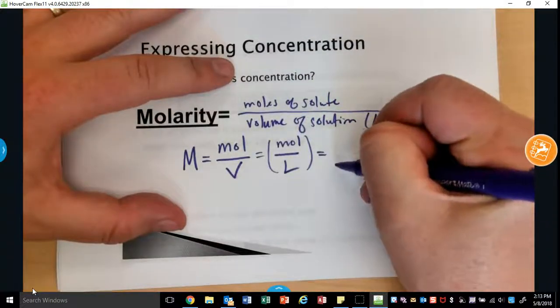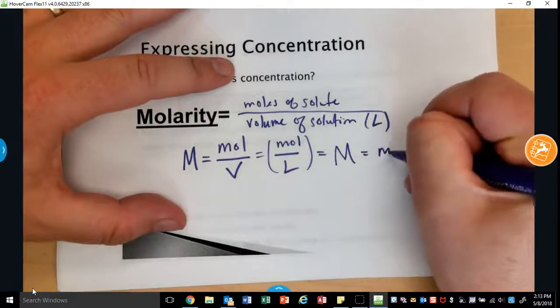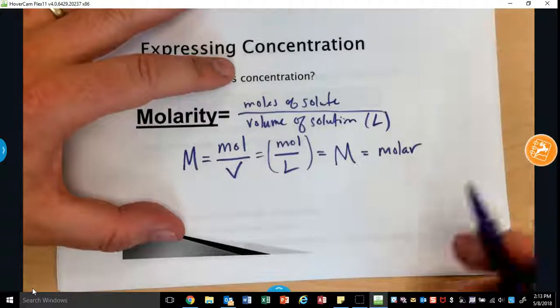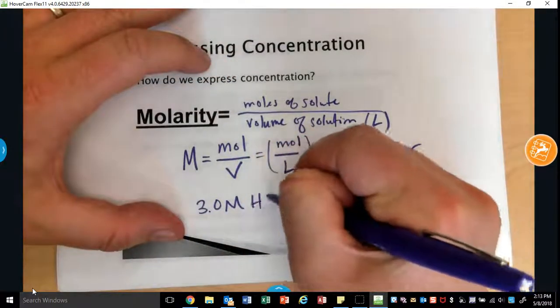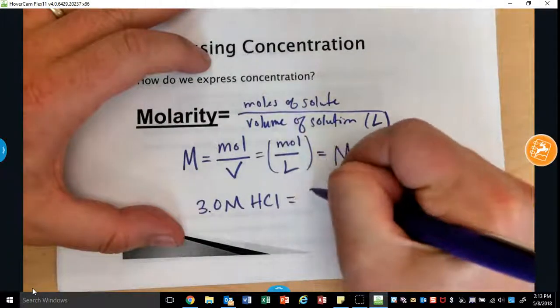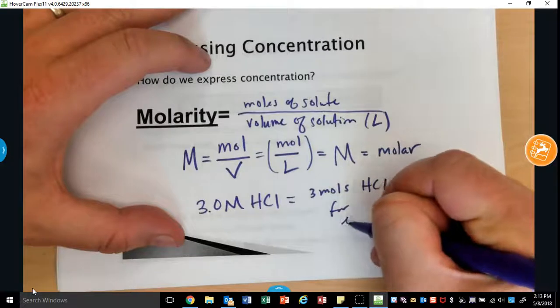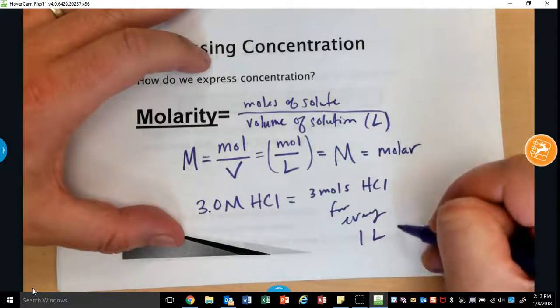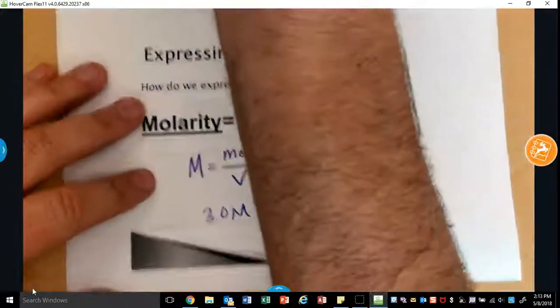Now you can also simplify this unit into a capital M, and capital M means molar. So if I tell you that I have a 3.0 molar solution of HCl, that means there's 3 moles of HCl for every 1 liter of solution, moles per liter.